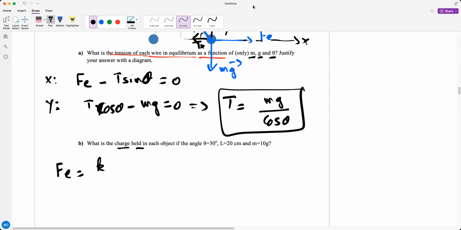The tension I already did, it is here. What is the tension of each wire in equilibrium as a function of m, g, and theta? I already got m, g, and theta. Now I want to calculate the charge, given that they are giving me the mass, the length, and theta. Where is the charge? The charge is only included in the Coulomb force.